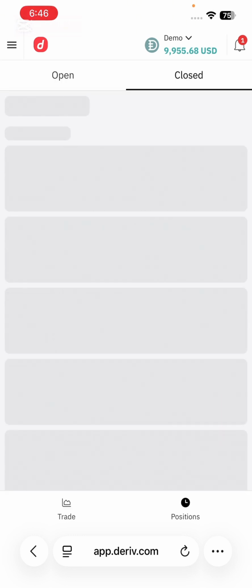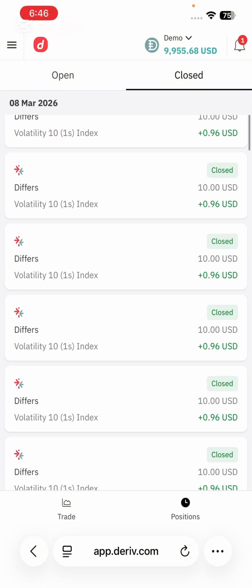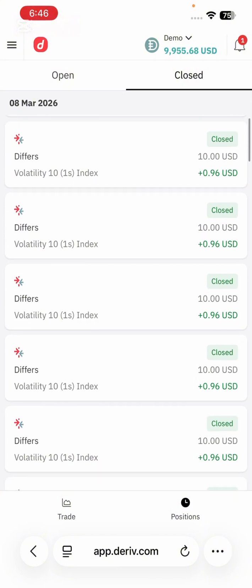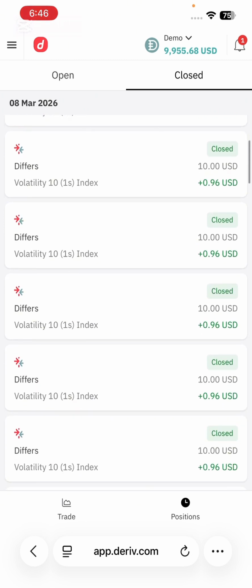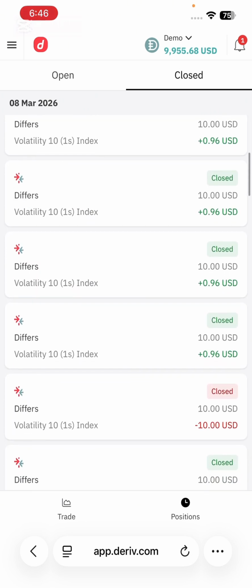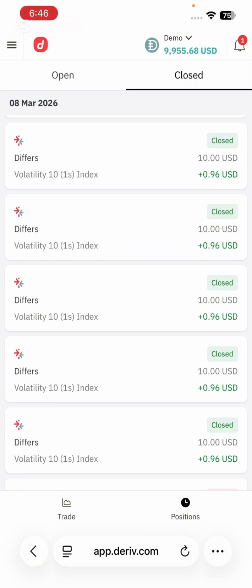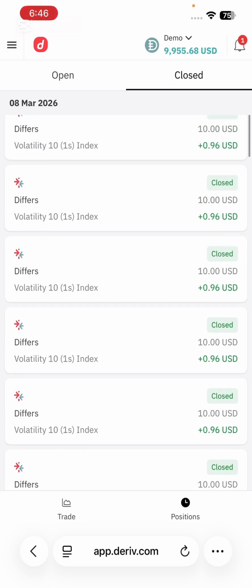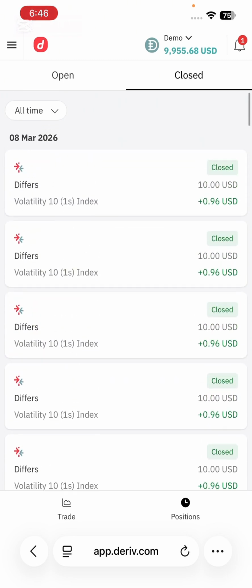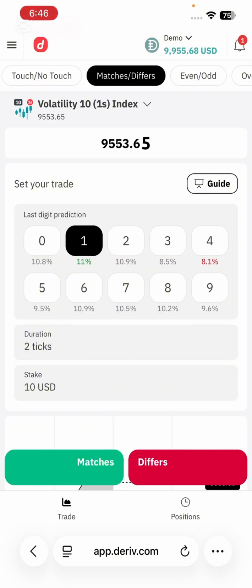As you can see here, we have executed a couple of trades, and we have won. This is not a bot and this is not magic. If you apply all the principles and all the things I've told you, you're going to be profitable. Okay, let's count how many we traded: 1, 2, 3, 4, 5, 6, 7, 8, 9, 10, 11 trades, and we are all in profit.